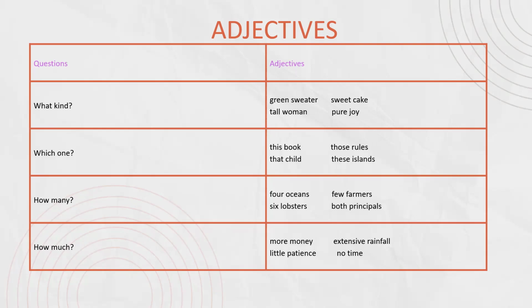Okay, again, in order for you to identify adjectives in sentences, you have to ask questions such as what kind, which one, how many, and how much.